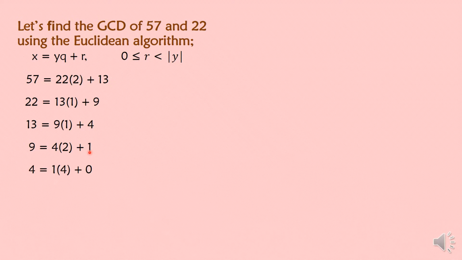Then our new x now is 4. Our new y is 1. So there will be 4. 4 divided by 1, there will be 4. Our quotient is 4. Then there will be 0. There will be no remainder now.